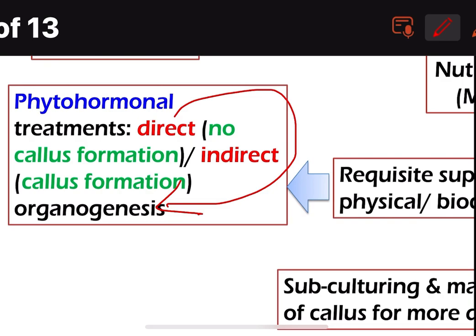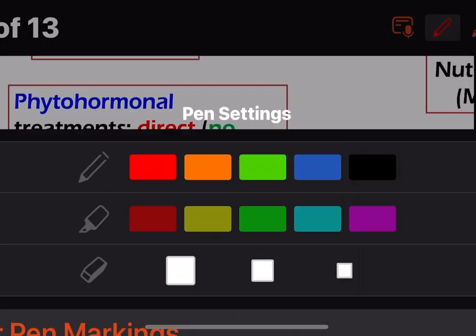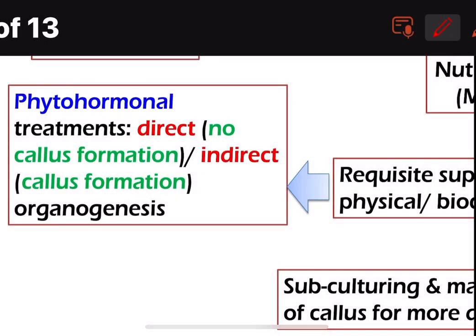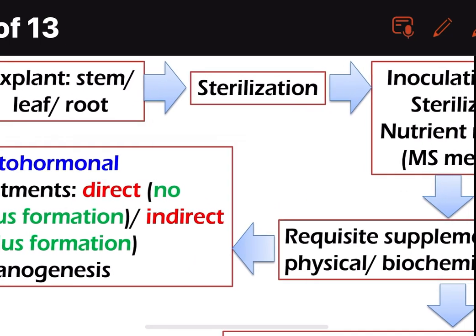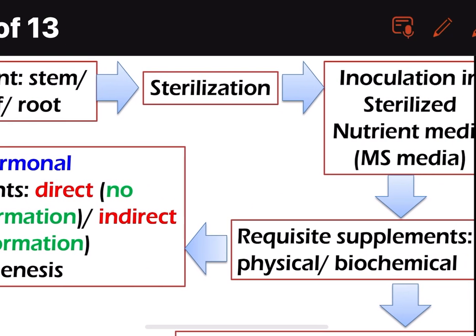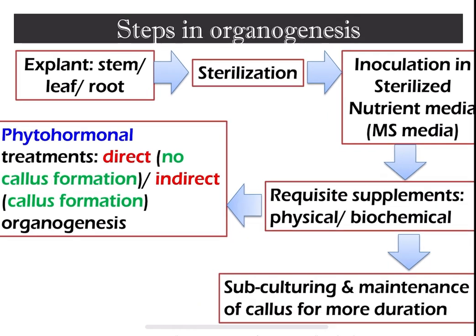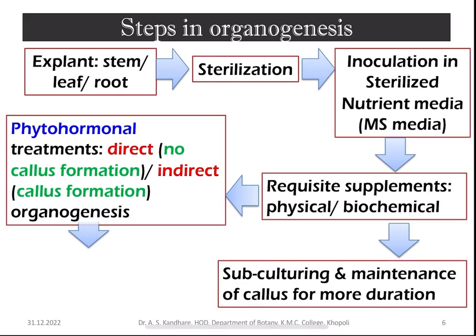This can be done depending upon the need, and indirect, if you don't want direct, you can go for callus formation, isn't it? So these are the steps: you can go for these two things, that is for organogenesis directly or indirectly depending upon the need.